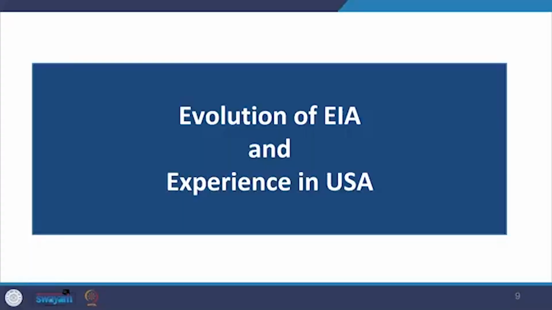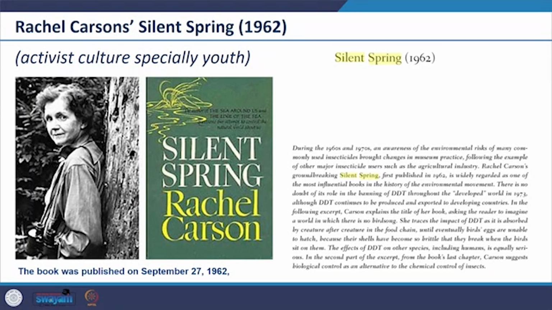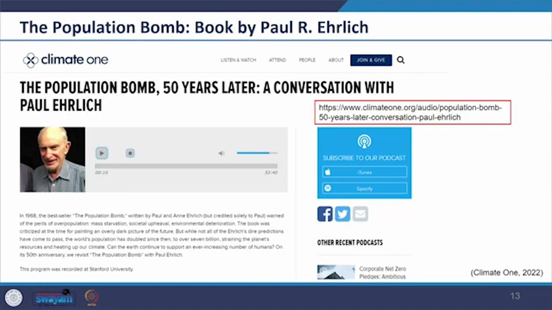For this section, our key reference is Chapter 2 from the book Introduction to EIA by Glasson and Thirlwell. So you may recollect that from our very first lecture, we talked about Rachel Carson, who strongly brought up environmental risk through her writing on Silent Spring in 1962. She highlighted the environmental risk of commonly used insecticides. In addition, there was a writing of Paul Ehrlich, The Population Bomb in 1968. He warned of the dangers of overpopulation, mass starvation, societal problems, environmental deterioration, like we reviewed in the first week of our lectures.